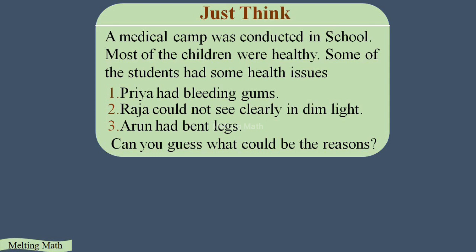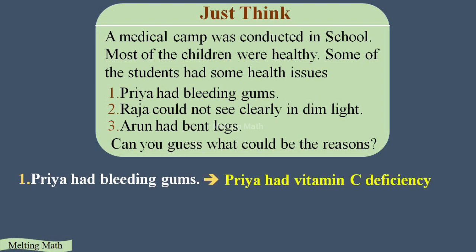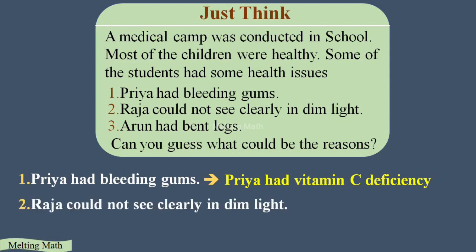First, see, Priya had bleeding gums. Bleeding gums is a symptom of what? It is a symptom of scurvy. We already discussed it is a symptom of scurvy disease. Scurvy is a vitamin C deficiency. So Priya is suffering from vitamin C deficiency. Next, see, Raju could not see clearly in dim light. It is a symptom of night blindness. Night blindness is a vitamin A deficiency. So Raju is suffering from vitamin A deficiency.